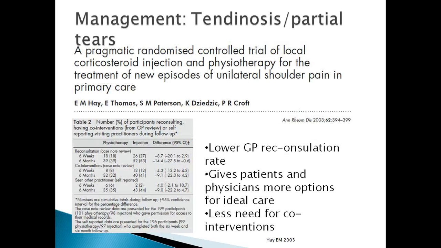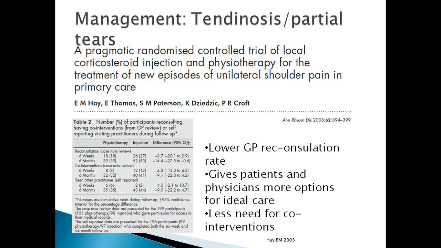Hay, in 2003, performed a high-quality pragmatic trial of physiotherapy where they compared subacromial injection of methylprednisolone for people with new episodes of shoulder pain with physical therapy. Patients were treated for 6 weeks and they received up to 8 sessions of physical therapy. Now this was a pragmatic trial, so physical therapy interventions included a variety of treatments. All patients did receive advice and an at-home exercise program.